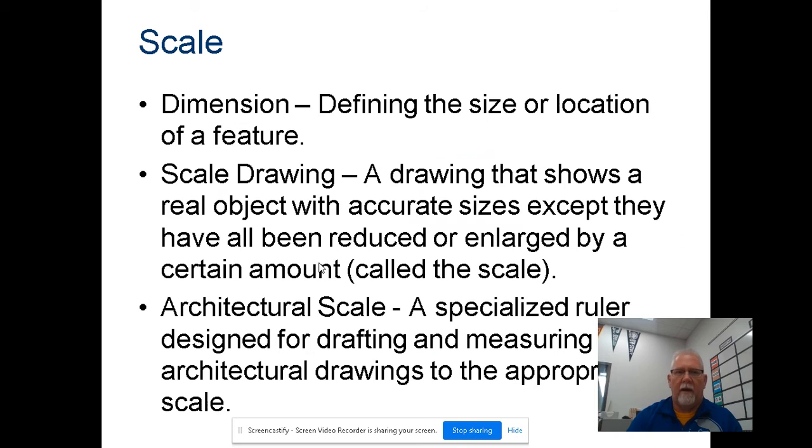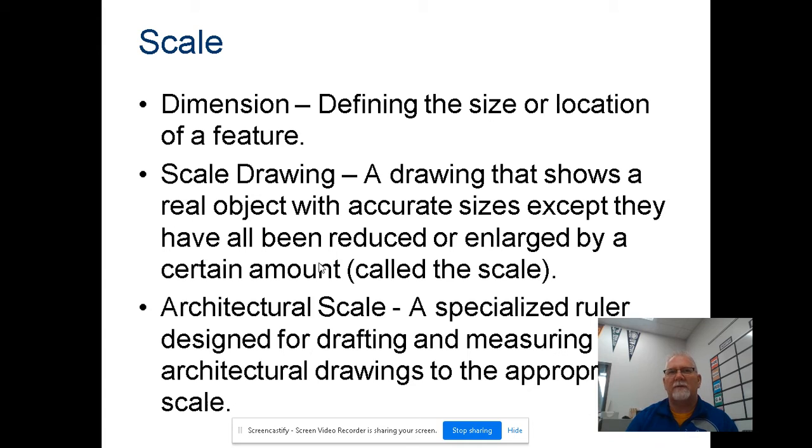So, first part, we're going to talk a little bit about what is scale. Scale is the dimensions where we're defining the size and the location of a feature. Oftentimes in the architectural world, we have a scale drawing, and basically that's a drawing that shows the real object with accurate sizes, except they've all been reduced down or enlarged by a certain amount, and it's called the scale.